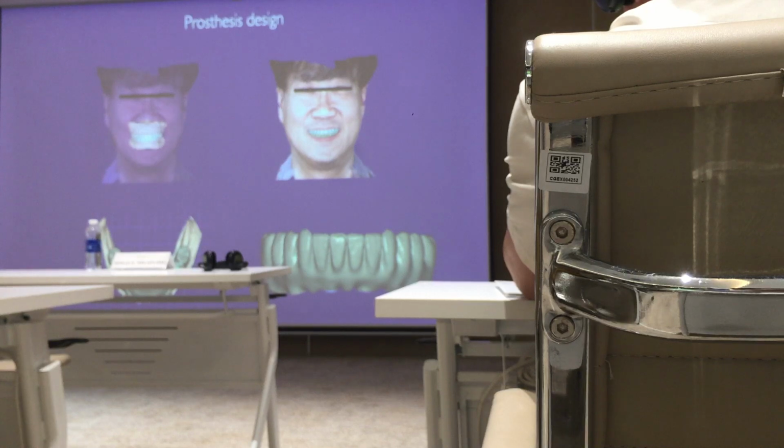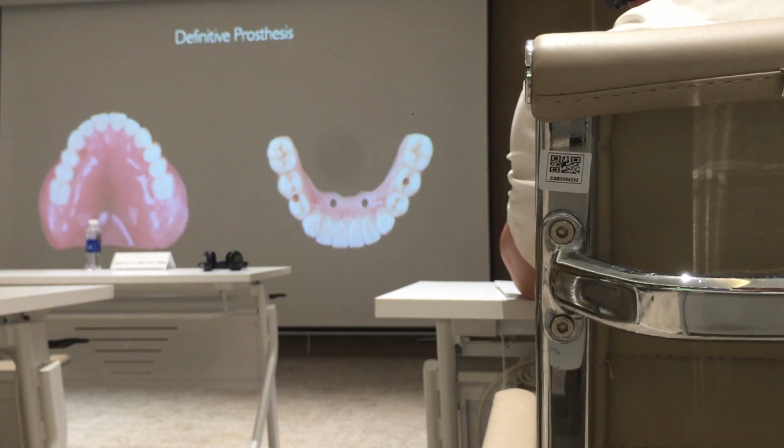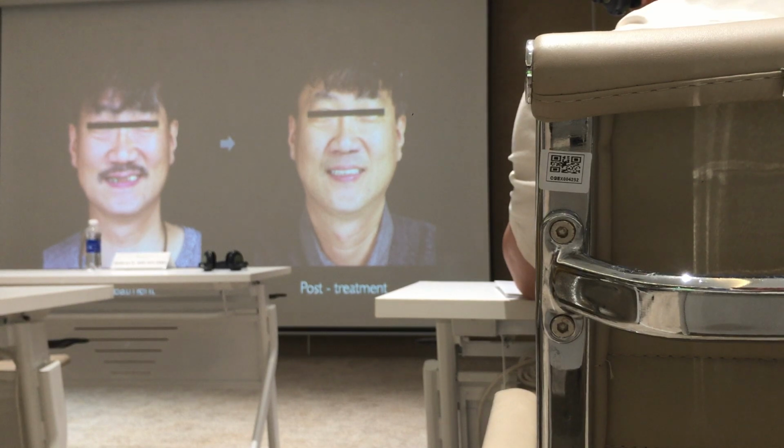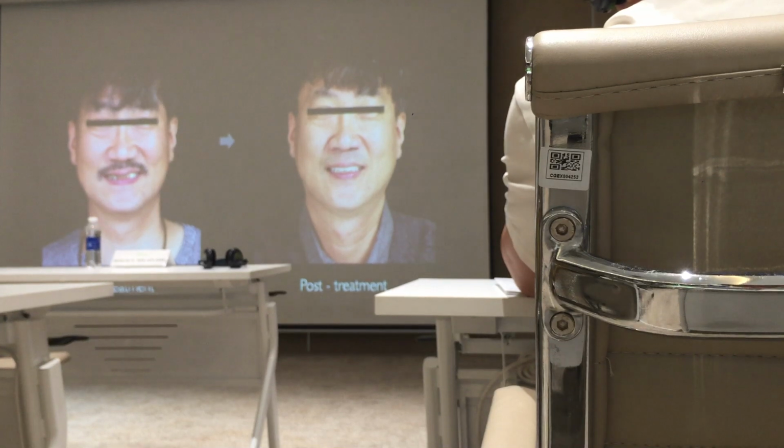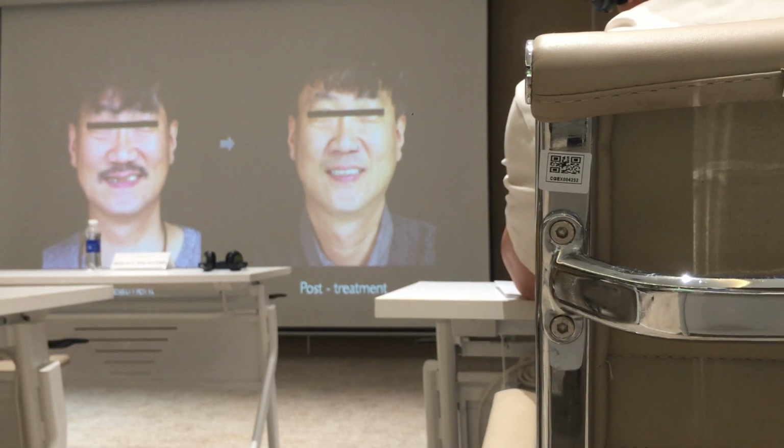So with the help of the facial scan, we did the facial scan again, and we merged this data together, and we're designing our new zirconia prosthesis. So maxillary complete denture and mandibular full fixed zirconia prosthesis were made and delivered to the patient. Okay, as you can see from the picture, the prostheses are in harmony with the facial aesthetics. This is before treatment, this is after treatment.